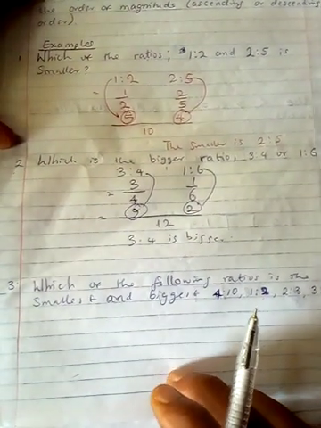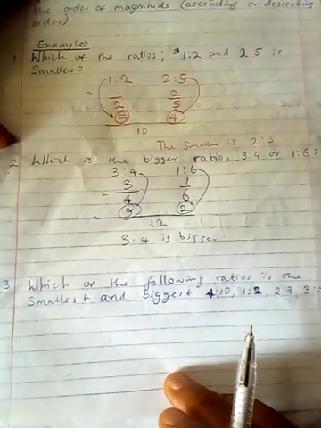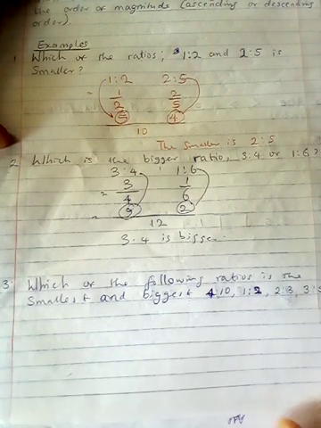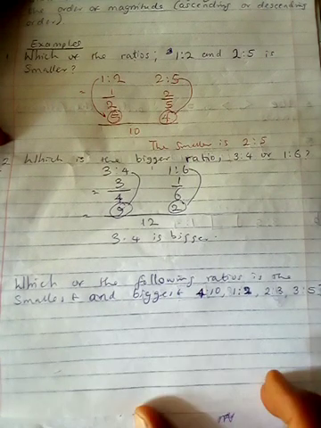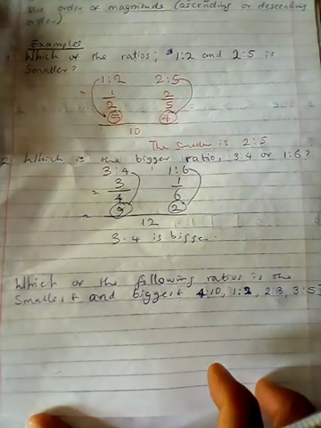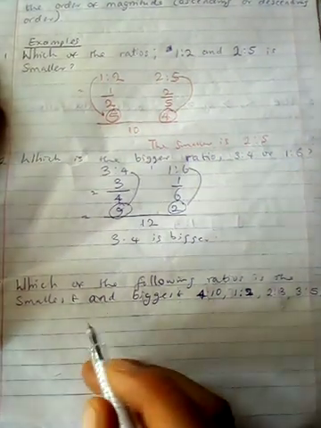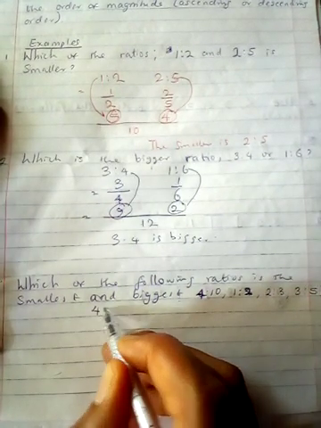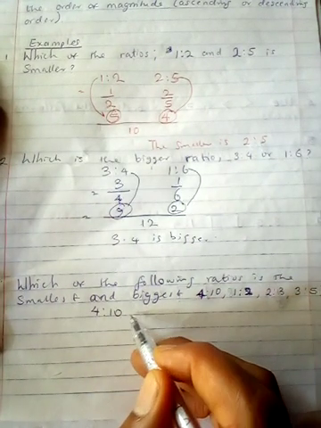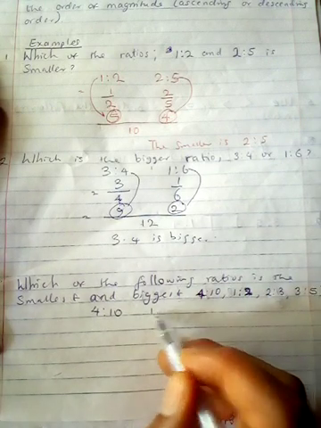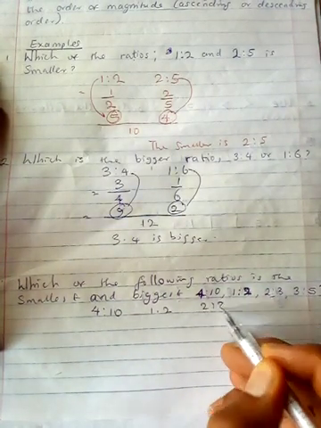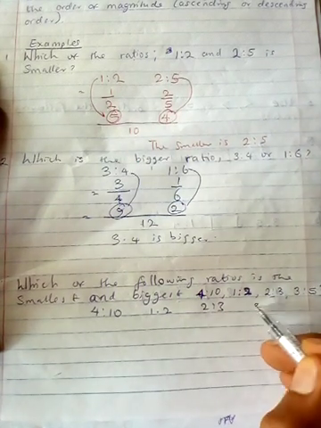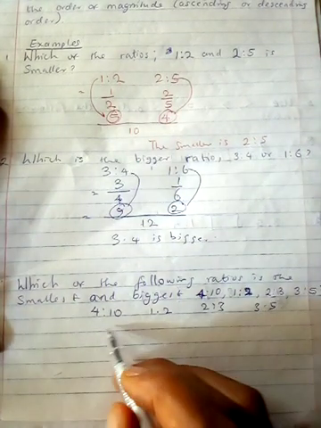Then we go to the next number. Number 3 says, which of the following ratios is the smallest and the biggest? So here we have 4 ratios, and we are asked to find the smallest and the biggest of them. Let us write these ratios down. We have 4:10, then 1:2, then 2:3, and then 3:5. Next thing to do is to convert them to fractions.